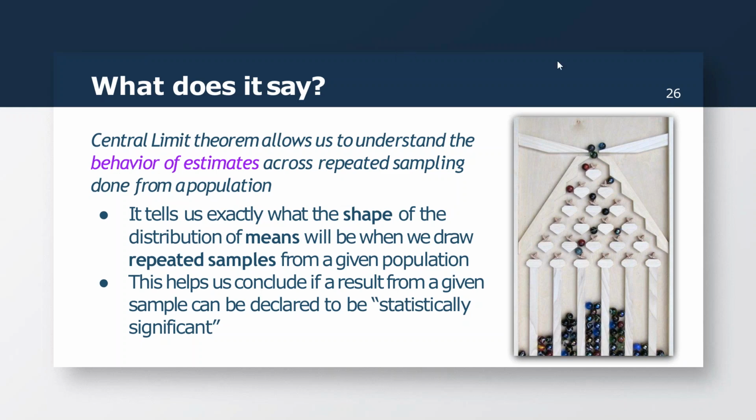The central limit theorem is all about proving the natural distribution, the normal distribution. So this helps us to conclude if any results from a given sample can be declared to be statistically significant. Now this is the part which is very interesting, because unless the test follows the normal curve, it cannot even be considered statistically significant.